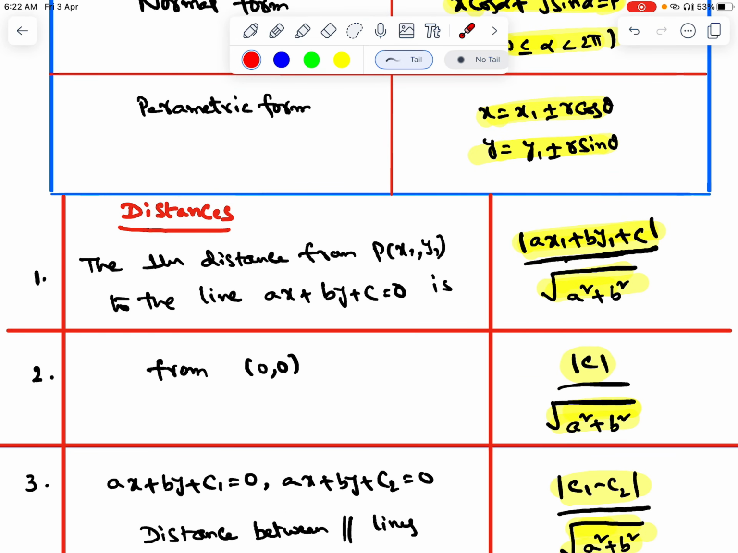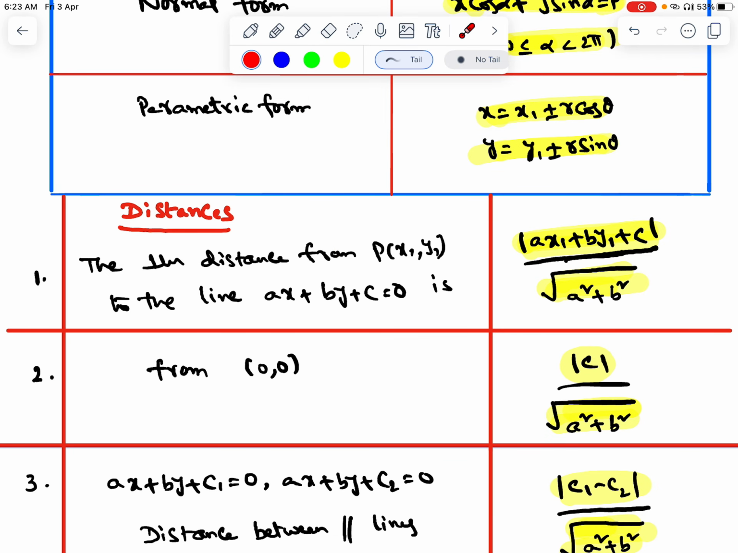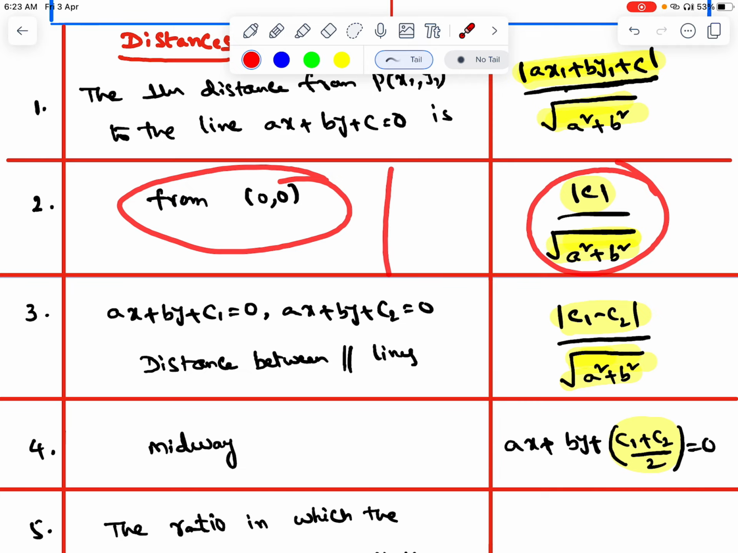Distances. The perpendicular distance from P (x1, y1) to the line ax plus by plus c equal to 0. This is the diagram, the distance. X-axis, y-axis, origin. This is the distance, P. Here, this is the point x1, y1. Suppose the distance from point P to the origin is mod c by root over a square plus b square. Okay.